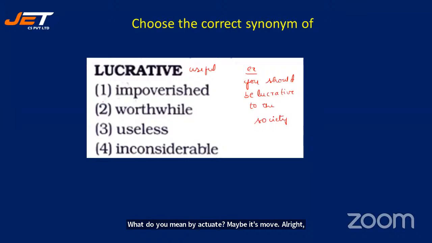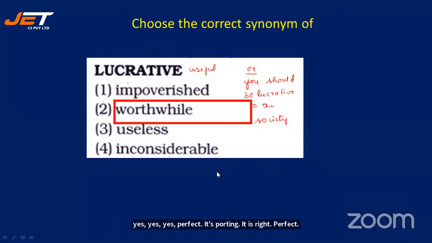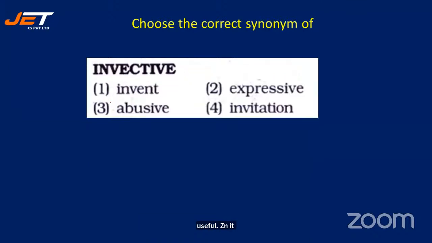Lucrative. The meaning of lucrative is something useful. So you should be lucrative to the society, right? So I've given you the meaning. Four options: impoverished, worthwhile, useless, inconsiderable. Now you should be able to guess the answer and give it to me. Yes, perfect. It should be worthwhile, because you should be useful, isn't it? Other than worthwhile, all other words are opposite to lucrative. All right, see the next question.